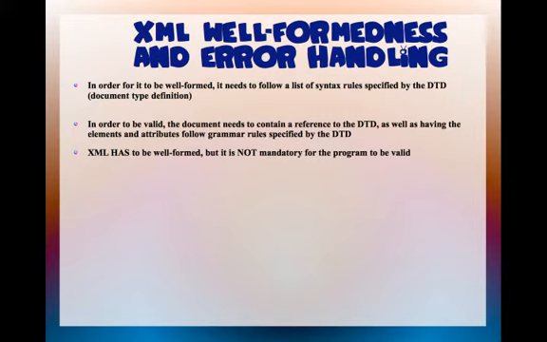XML can be well-formed and valid, and in order for XML to be well-formed, it needs to follow a specific list of syntax rules specified by the document type definition, or the DTD for short. For example, it needs to have certain characteristics, such as having the element tags coded properly, or having the element tags match case-wise because it's case-sensitive, and there needs to be a root element contained within all the other elements that specifies one entity. And in order to be valid, the document needs to contain a reference to the document type definition, as well as following a specified list of grammar rules.